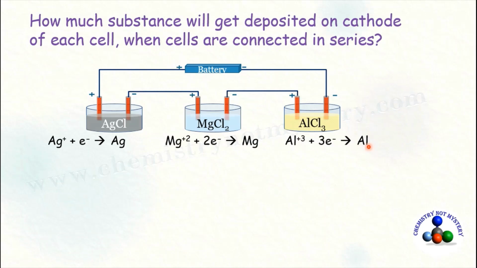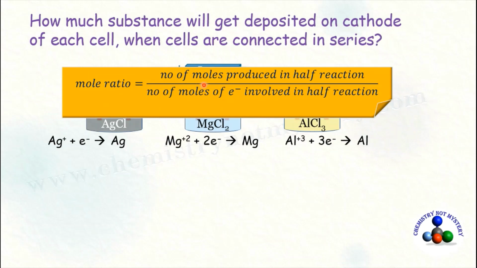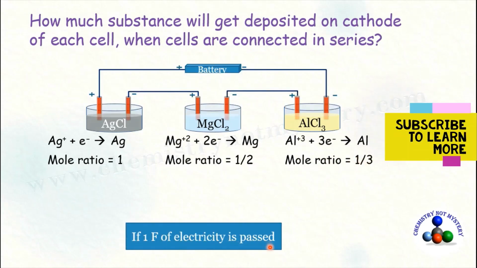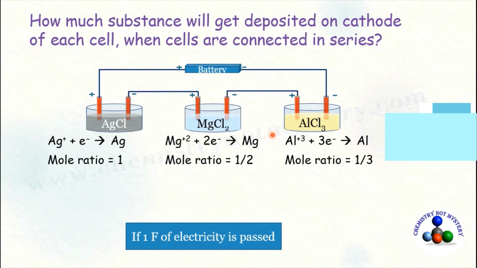Now calculate the mole ratio. Mole ratio is equal to the number of moles produced in the half reaction divided by the number of moles of electrons involved in the half reaction. So in case of Ag, 1 mole is produced and 1 mole of electron is required. So mole ratio will be equal to 1. In case of Mg2+ ion, 1 mole of Mg is produced by using 2 moles of electrons. So mole ratio will be 1 by 2. In case of Al3+, 1 mole of aluminium is produced in the half reaction and it requires 3 moles of electrons. So the mole ratio will be 1 by 3. For example, if we pass 1 Faraday of electricity through this circuit, can we calculate the amount of substance?